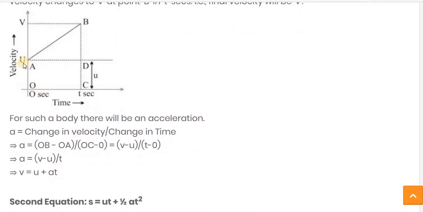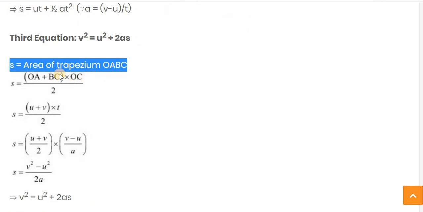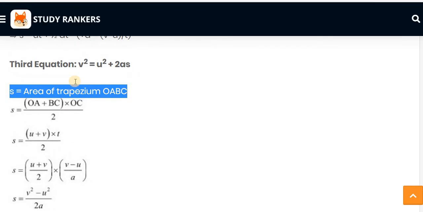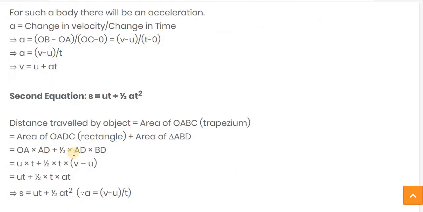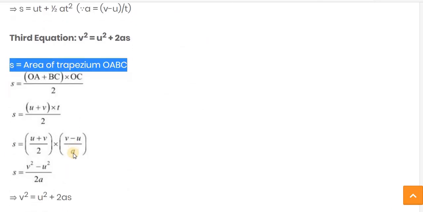This is the trapezium. Here, the two lines parallel to each other, you can see, are OA and BC. So we have to add both of these and multiply by the base, means the perpendicular of these parallel lines. You can see here, both are parallel lines, and this OC is perpendicular to these parallel lines. Then divide by 2. So the formula for the area of trapezium OABC, means S is equal to OA plus BC into OC divided by 2.